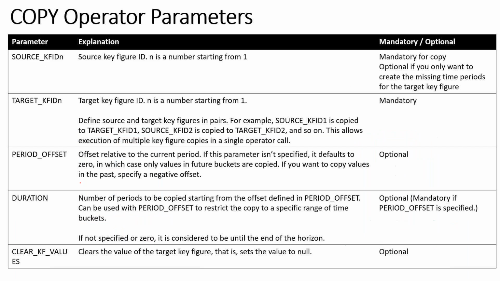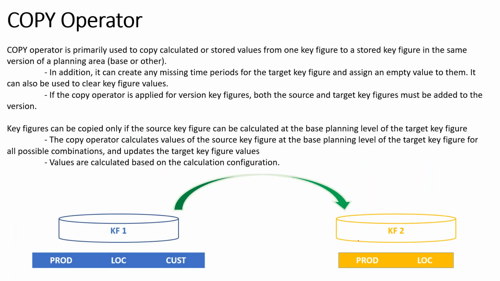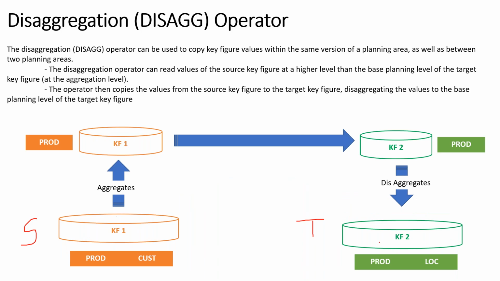But this is the underlying rule for the copy operator. The system should know how to calculate the source key figure, key figure 1, at product location level. In the customer shipments, it knows how to sum up from a location perspective, and then it copies it. With disaggregation here, this is highly impossible for the copy operator to handle, because key figure 2 is at product location and the source is at product customer. So how will the system deal with it?